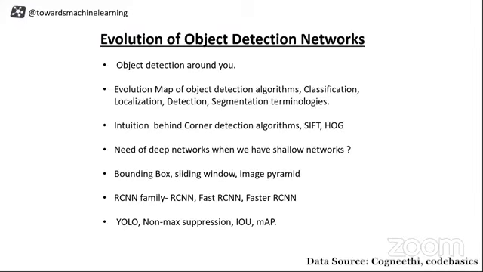After that, we'll go to some of the shallow algorithms, which are not deep neural network examples, but basically classical CV2 algorithms like SIFT and HOG. We'll see the intuition behind these classical algorithms and why people use them. After that, we'll deep dive into deep neural networks and see what is the need of it, whether there is a need or whether there is some disadvantage going to deep neural networks.